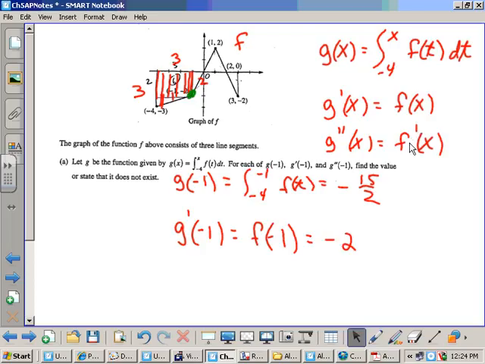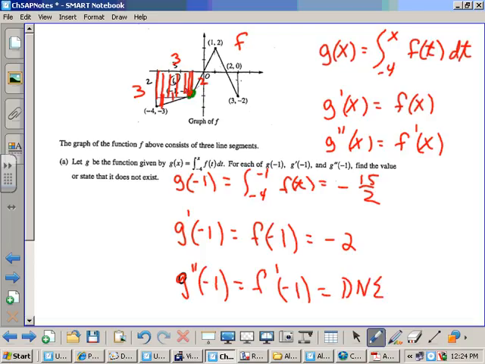In the last part, g double prime of -1. g double prime of -1 is equal to f prime of -1. And then, again, look at the graph, locate -1. What is the slope at -1? Well, the slope of f does not exist. We got a sharp turn there. It does go from decreasing to decreasing, so it's not going to be any type of critical point either. So that is part A.